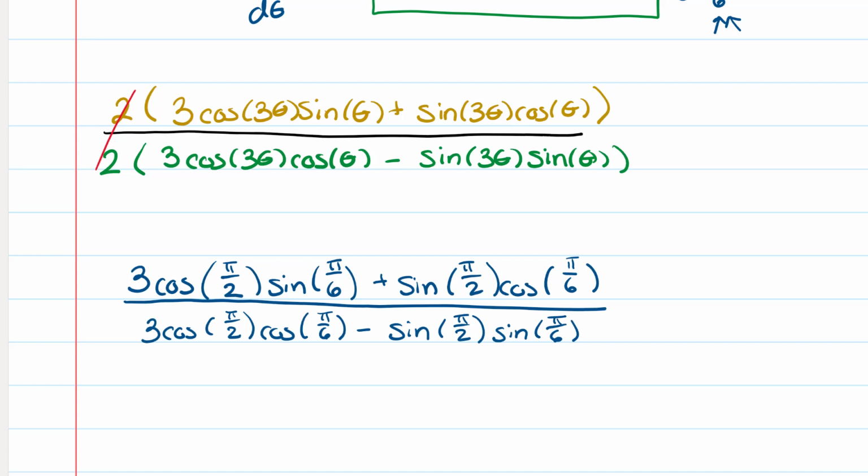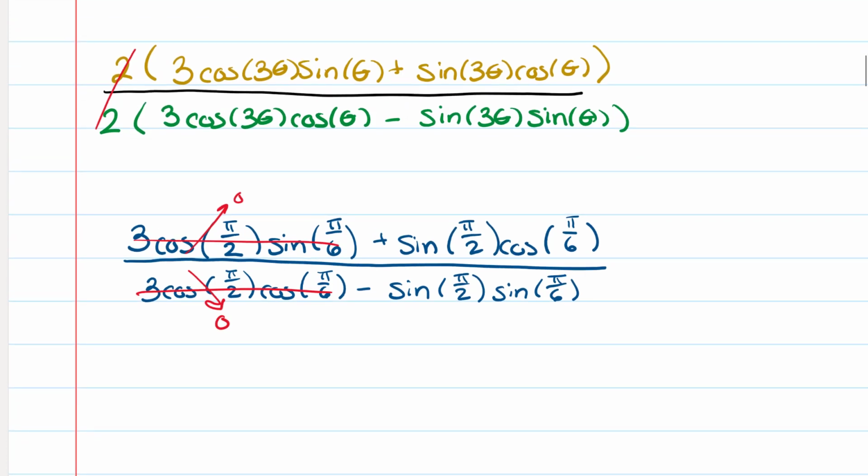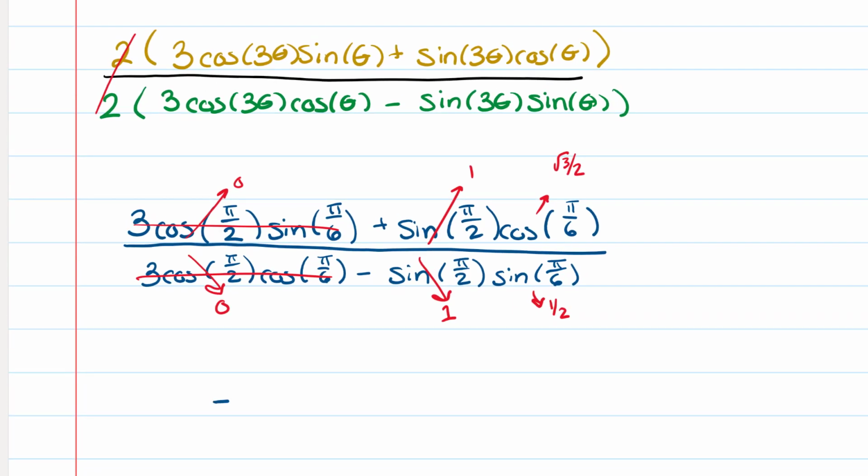Alright, so cosine of pi over 2 is just 0. So this whole thing goes to 0, so these pieces are gone. Sine of pi over 2 is 1. And cosine of pi over 6 is going to be radical 3 over 2. And sine of pi over 6 is 1/2. So all of this will simplify down to negative radical 3 over 2 divided by 1/2, which is negative radical 3 over 2 times 2 over 1, so negative radical 3. So that is our slope.